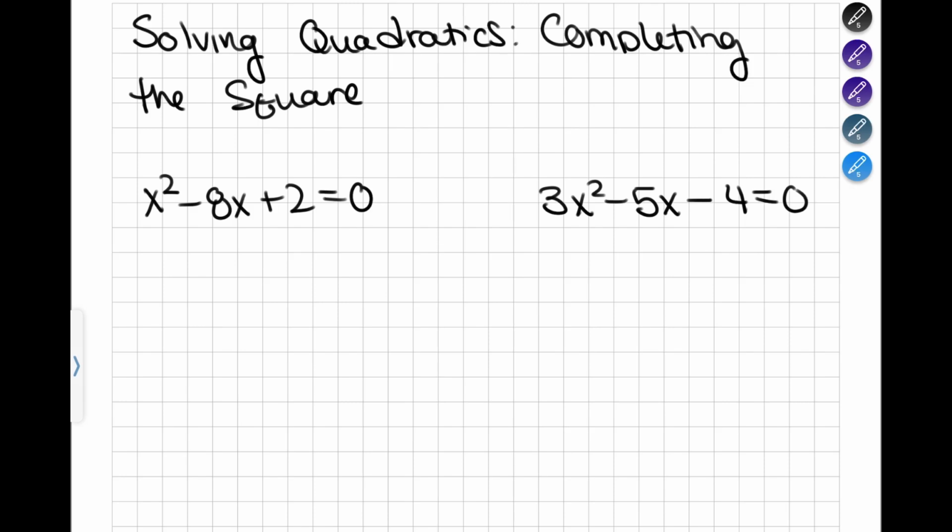Let's solve some quadratics by completing the square. The advantage to the completing the square method is it will work for any quadratic. This is unlike factoring and the square root method that only work in certain cases. So we're going to take a look at two different examples.